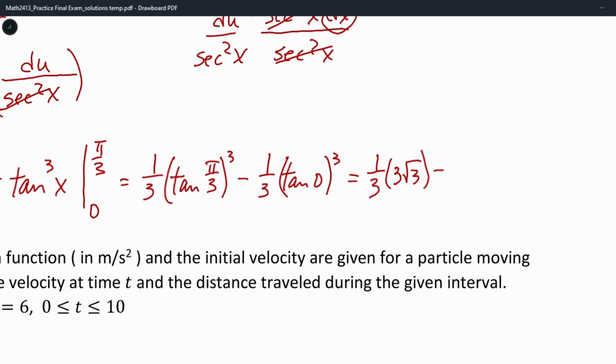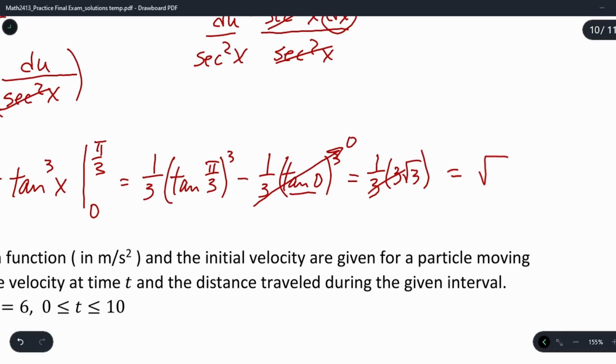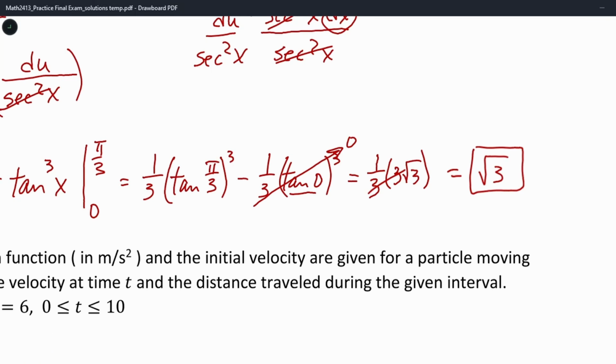minus, and then I believe the tangent of 0 is 0, which makes this entire term go to 0, so I don't really have anything to subtract. That's just 1/3 times 3 square root of 3. Oh, and then these 3's cancel. Look at that, how nice that simplifies to just square root of 3.